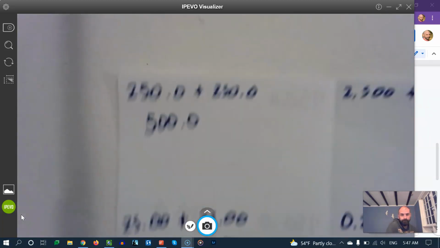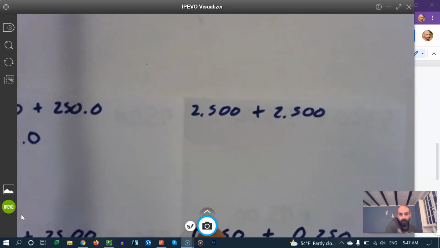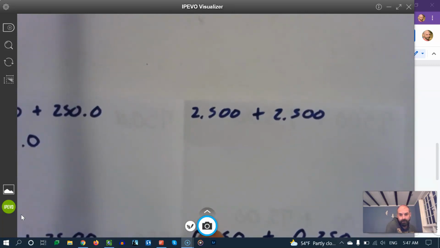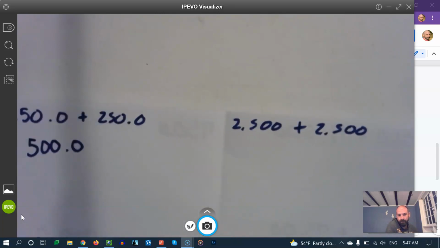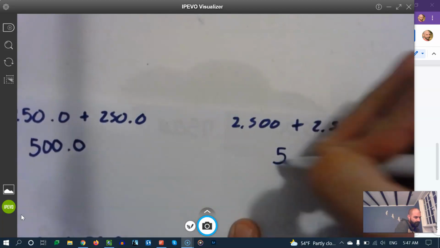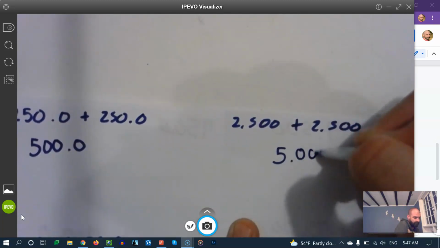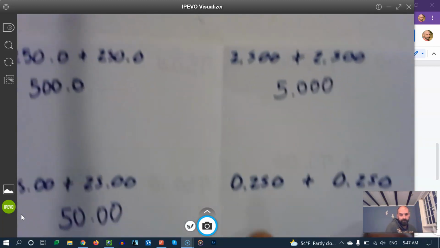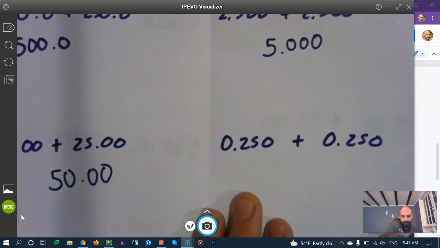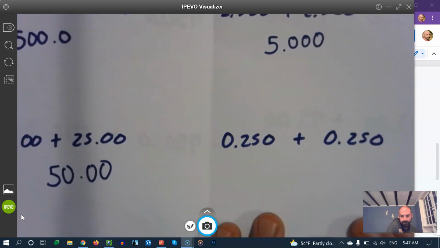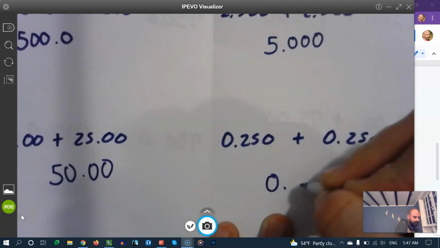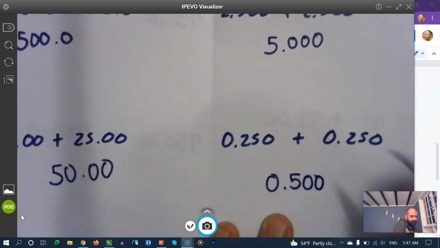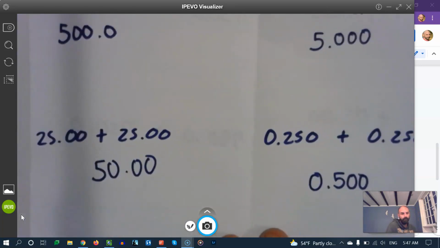Let's look at the next one: 2 and 5 hundredths plus 2 and 5 hundredths. Okay, so 5. And last but not least, 250 thousandths plus 250 thousandths. All right, 500 thousandths, 50 hundredths, or 5 tenths, whatever you want to call it.